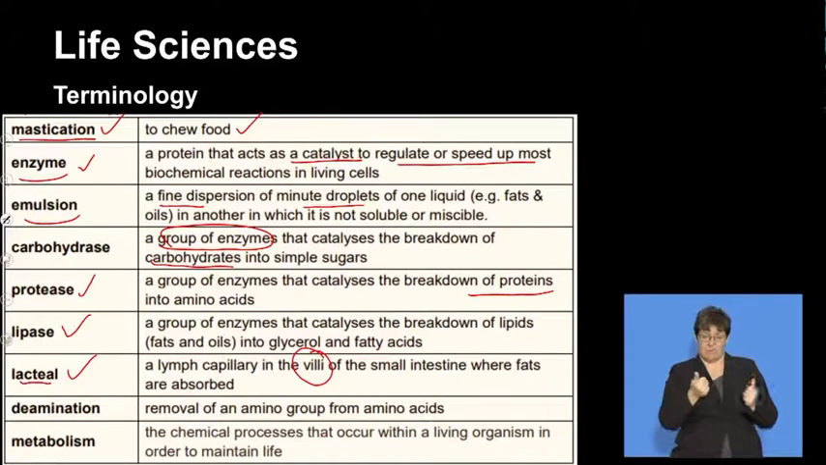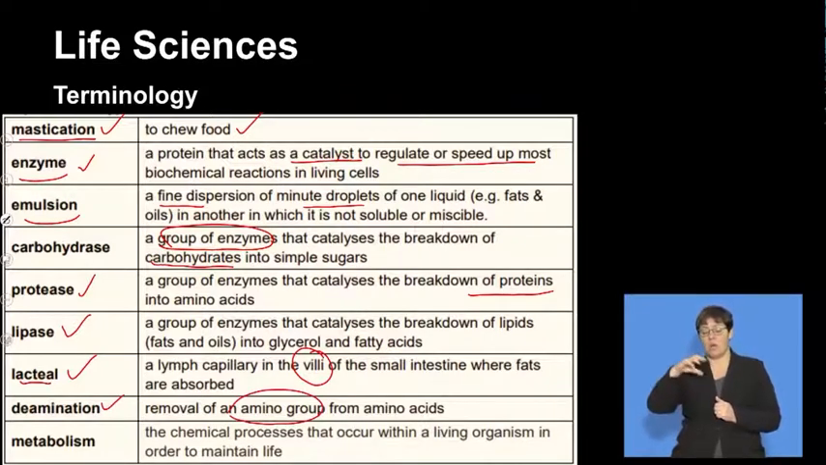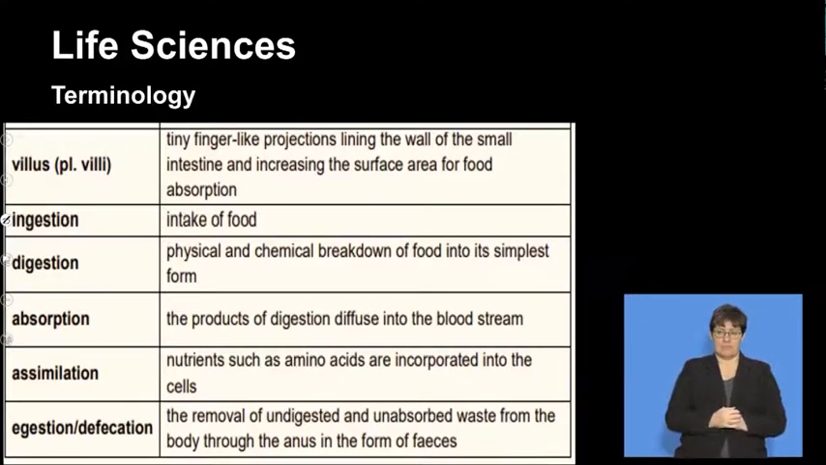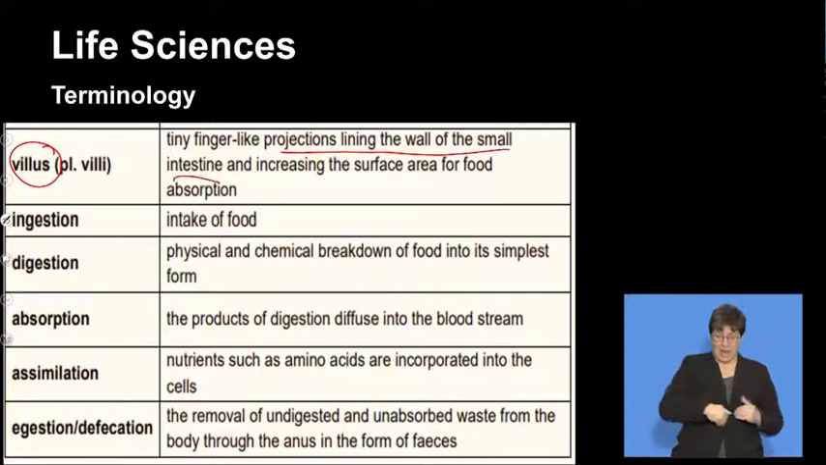And then the process of removal of excess amino acids called deamination. We're going to mention the concept of metabolism, which again refers to all the processes that take place, all the chemical reactions that take place in the body. We're going to talk about the villi as an adaptation in the lining of the small intestine, and we will spend some time looking at that structure in detail.